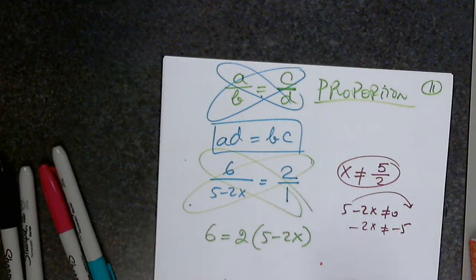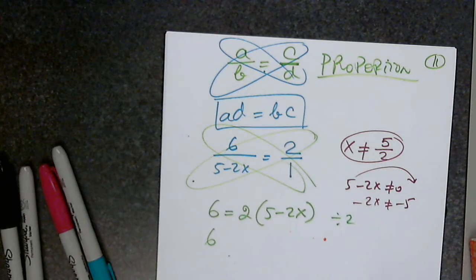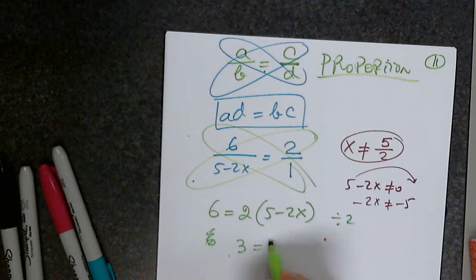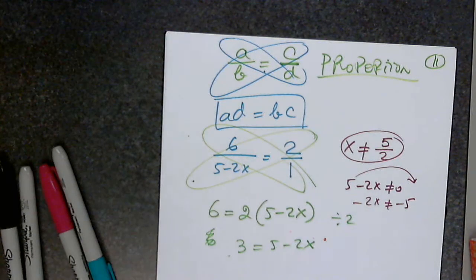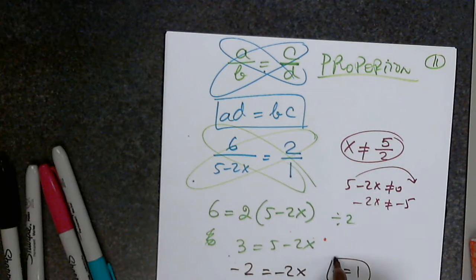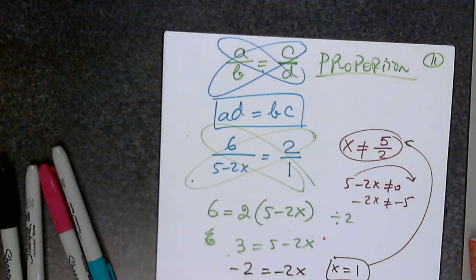Okay, so now this is linear, I distribute. I can simplify. If you want, I would love to simplify both sides by 2. And if I do that, then I have 3 equals 5 minus 2x. Or just distribute. You don't have to simplify. I recommend it though. And then I move 5 to the other side. I get negative 2 equals negative 2x, so x equals 1. My first thought is, is 1 on the list of restrictions? It's not. So this is it.